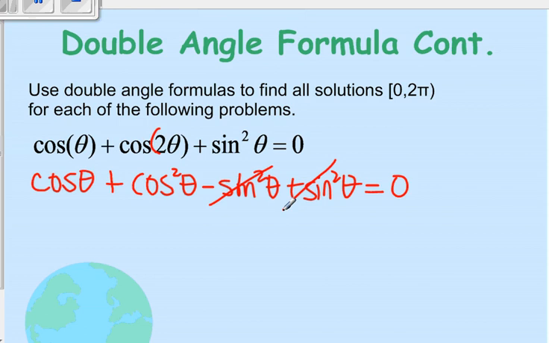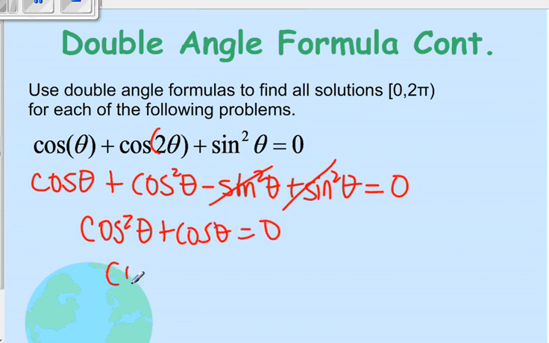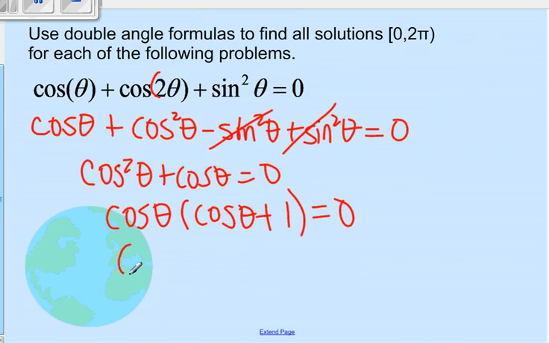You could have also chosen not to use that one and substituted sine squared with 1 minus cosine squared from our identities from last unit. But when I do that, those cancel, and I'm left with cosine squared theta plus cosine theta equals 0. So I'm going to factor out a cosine as my GCF, and I'm left with cosine theta times cosine theta plus 1 equals 0, and then I'm going to set both of these factors equal to 0.